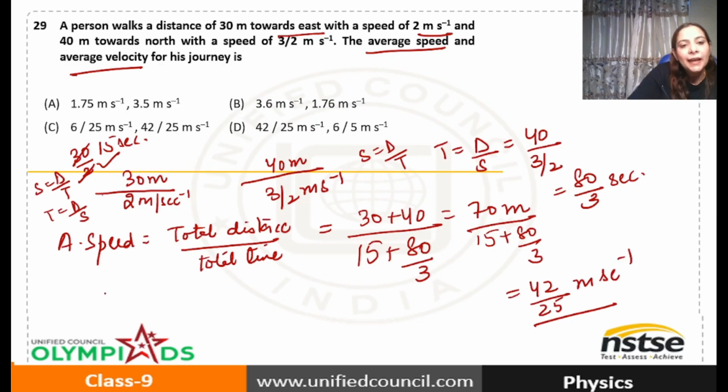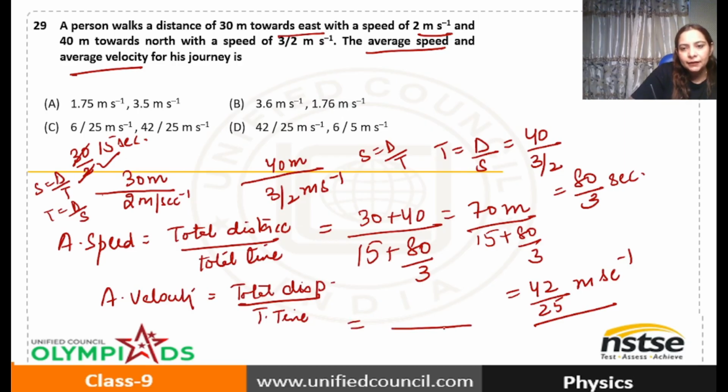Now we need to find average velocity. What is average velocity? Instead of distance, what do we write? Total displacement divided by total time. So total time will remain the same, that is 15 plus 80 by 3, and displacement we'll find out, like it is 30 in one direction and 40 in the other. So total displacement can be found as root of 30 square plus 40 square, and it comes out to be 50 meters.